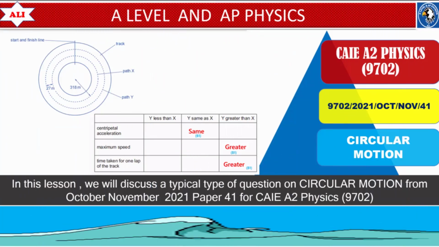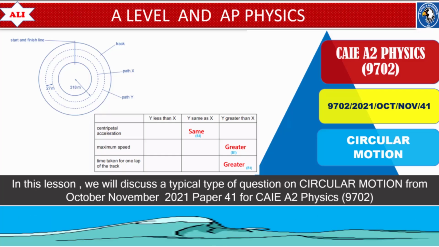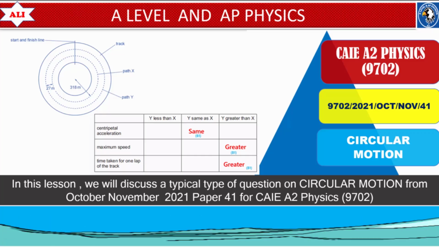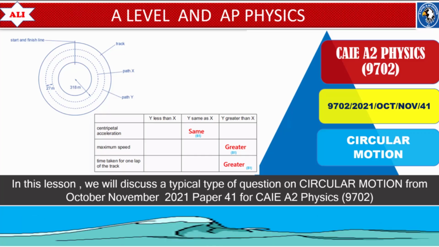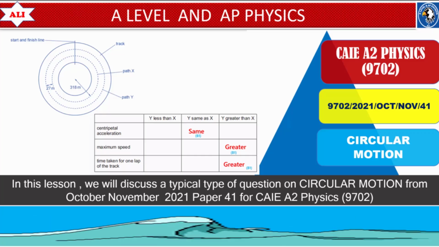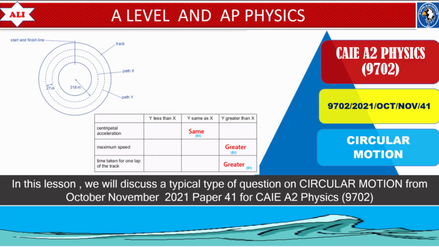In today's lesson, we will discuss one very important question on circular motion from October-November 2021, paper 4, variant 1. I said this question is very important because it will help you to improve your conceptual understanding of circular motion, and it will also challenge your understanding of circular motion.